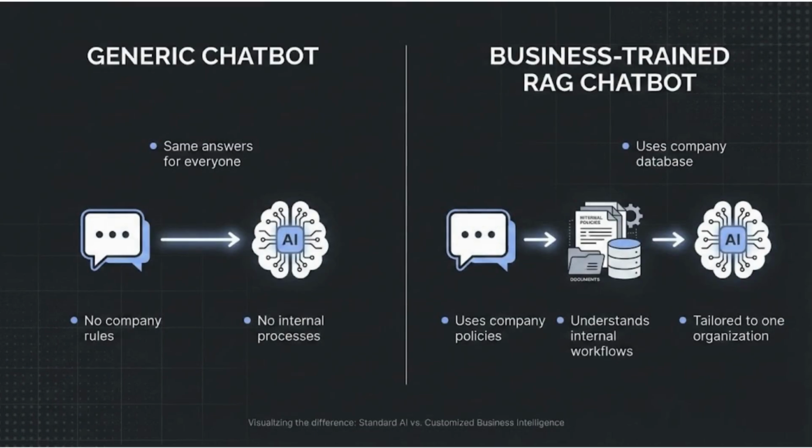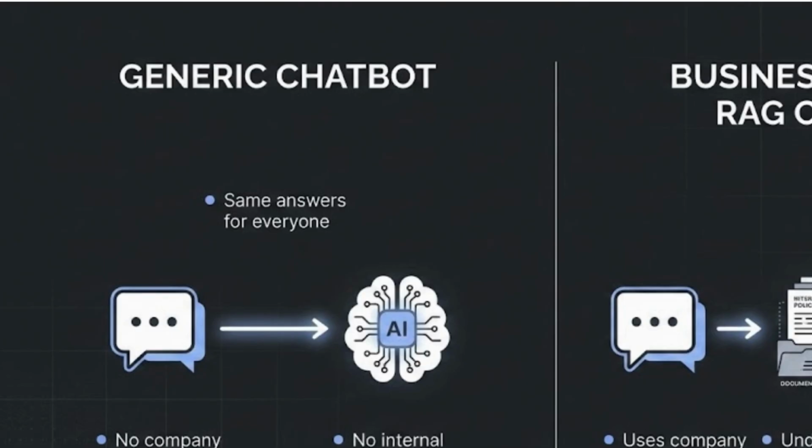So on the left-hand side of our screen, we have a generic chat. Here, the user asks a question. The AI responds immediately. There's no additional context, there's no company-specific data or internal rules involved. This type of chatbot works the same way for everyone. It doesn't know how your organization operates. It doesn't understand your internal processes, policies, or workflows. So while it can answer general questions, it can't give accurate answers when the question depends on specific business knowledge.